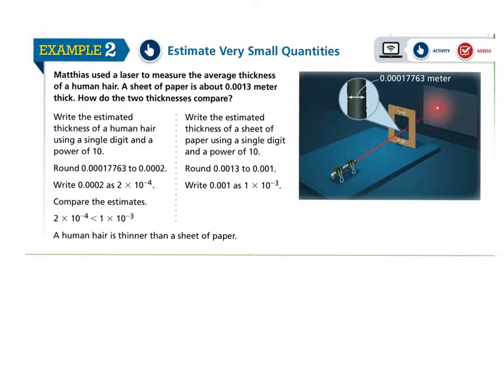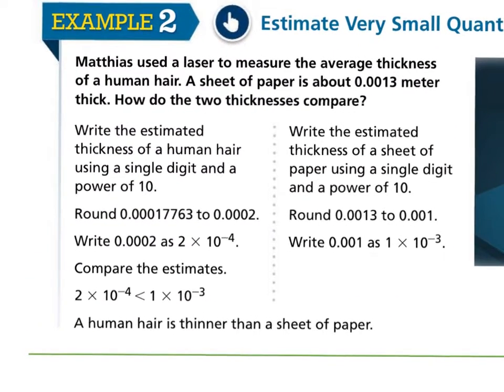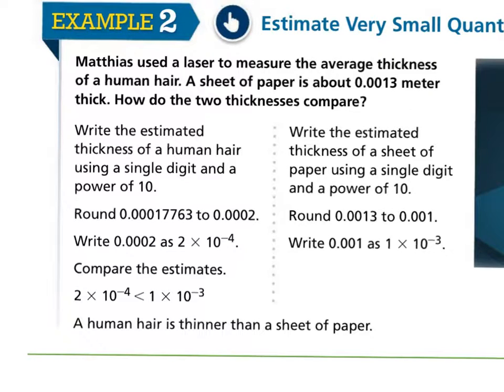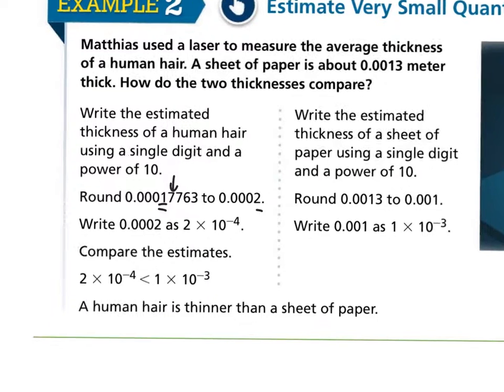Example 2: Matthias used a laser to measure the average thickness of human hair. A sheet of paper is about 0.0013 meters thick. How do the two thicknesses compare? So what they did, they rounded them off again to the highest place value number. There's a 1 there after it's a 7, so we round that up to a 2, which is the same as 2 times 10 to the negative 4th power.